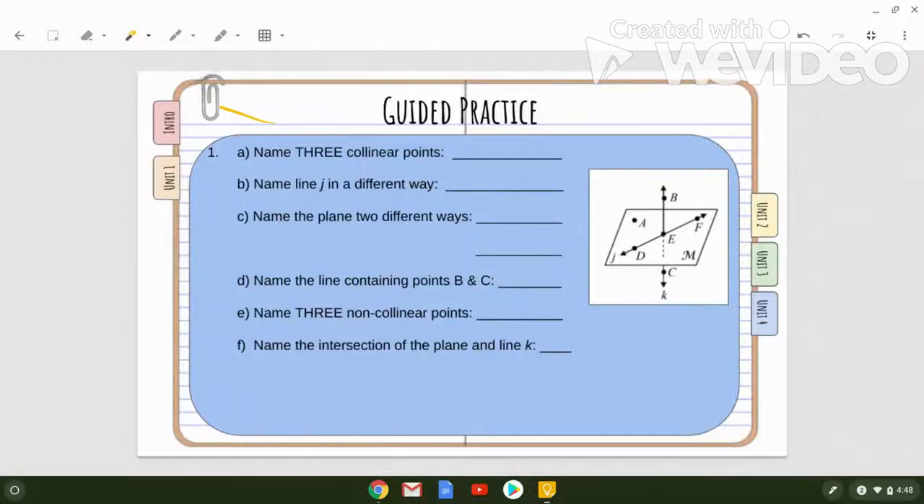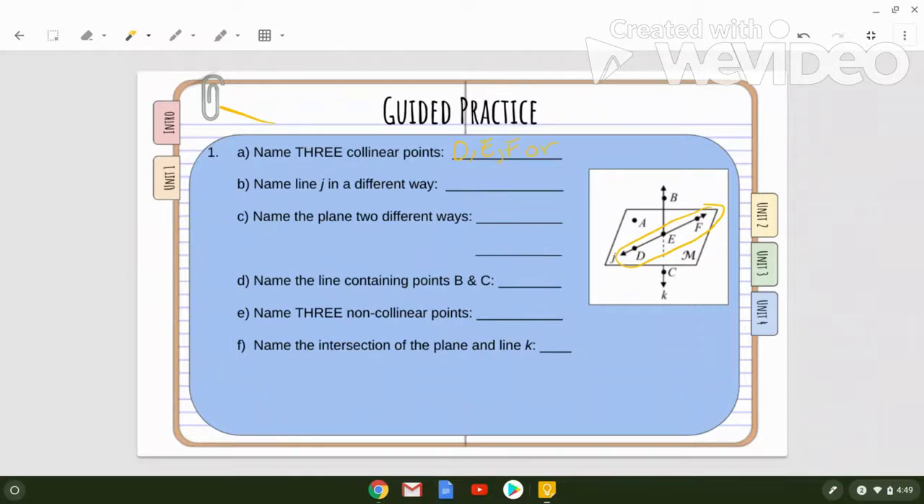When I do that now, we have the image here and I can write on it. So first thing it says is name 3 collinear points. That's points on the same line. So if I look, here's a line. Do I have 3 points on that line? I do. So name 3 collinear points, point D, E, and F.